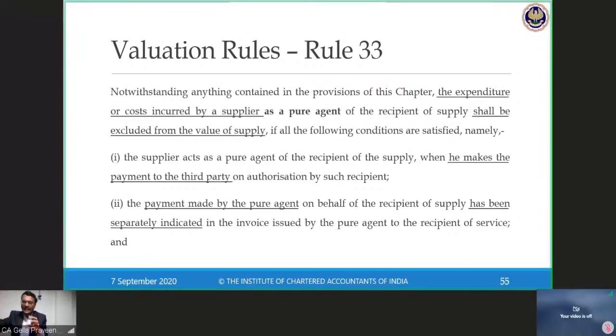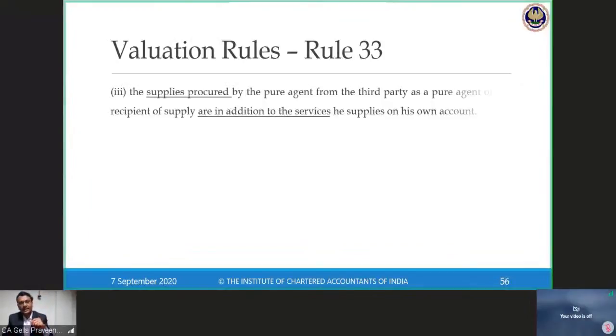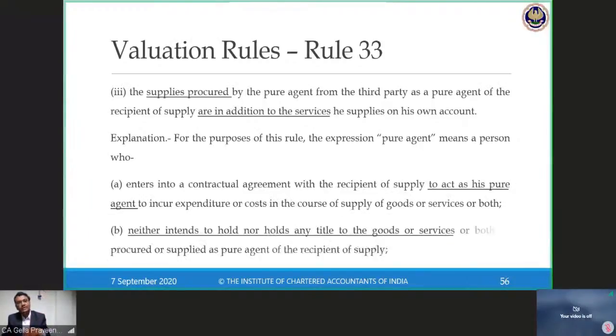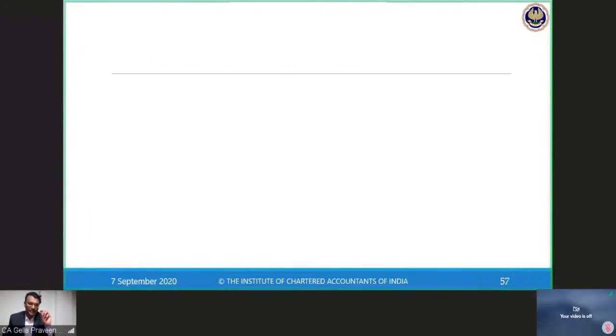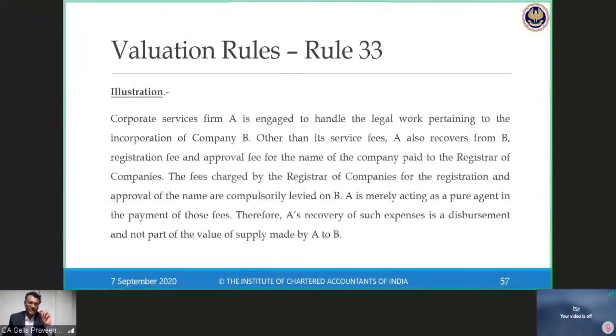When I recover that money from the principal, in the bill I issue, I show separately what money I have spent. Then they say you fit into the definition of pure agent, and that can be eliminated from your value of supply. This example they have taken: when you spend money and recover that money, the recipient of the goods or services knows that you are acting as an agent and you do not have an intention to hold title.